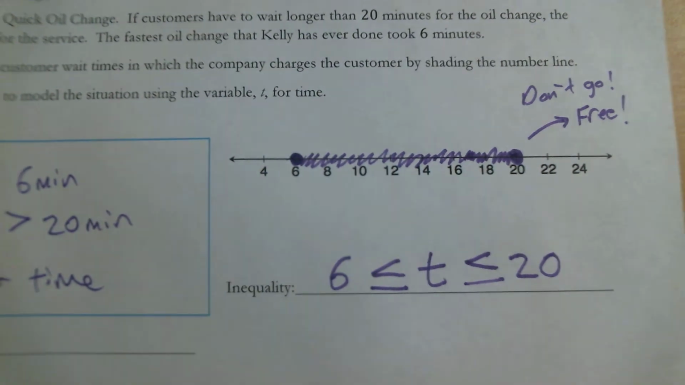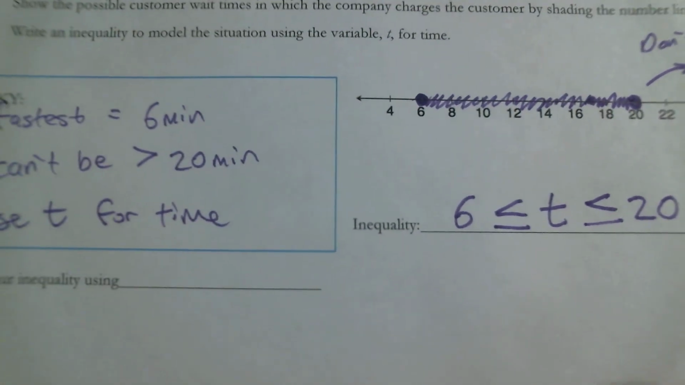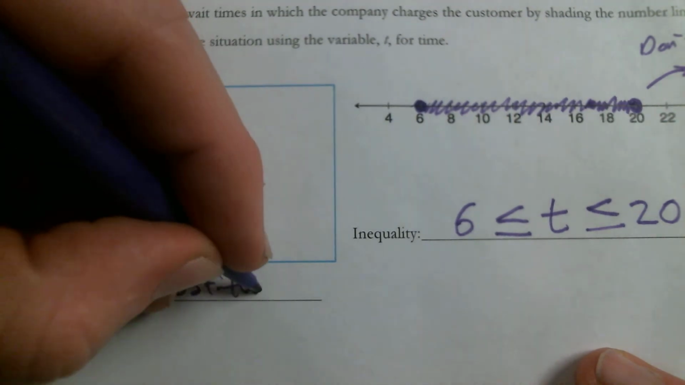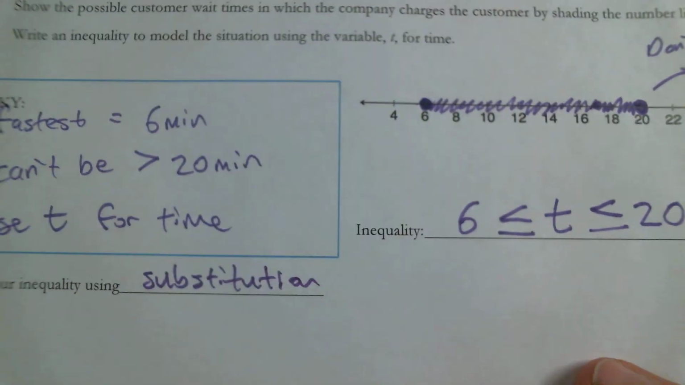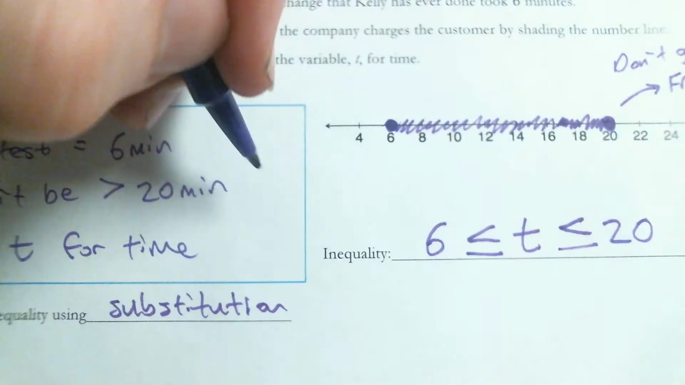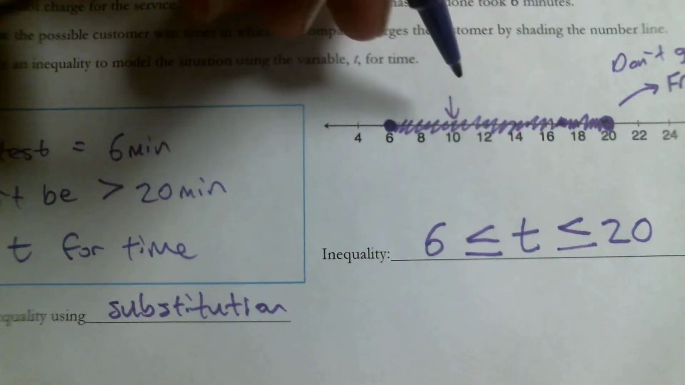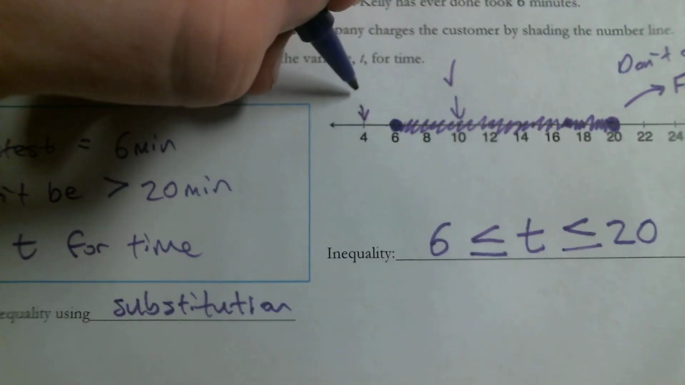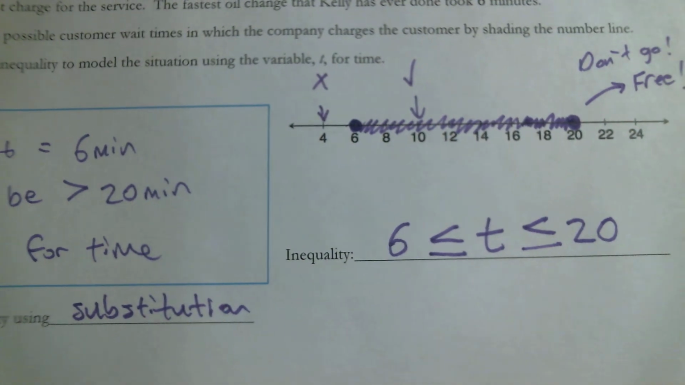Here's how you can do it. You can test your inequality using substitution, and it'll help you decide if your inequality is correct. So all I do is I pick a number for my graph. So here's my inequality. Looks like 10, we said 10 would work, but we said 4 would not. Let's test that and see if that's true.